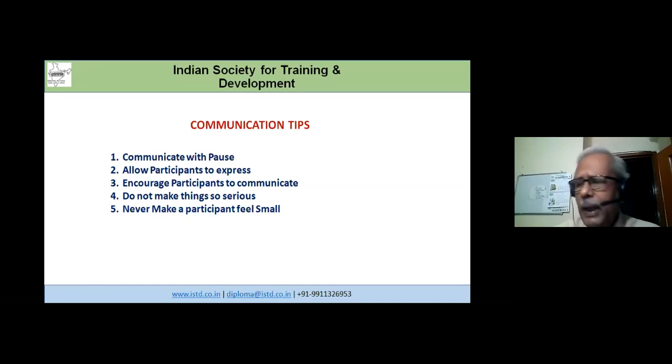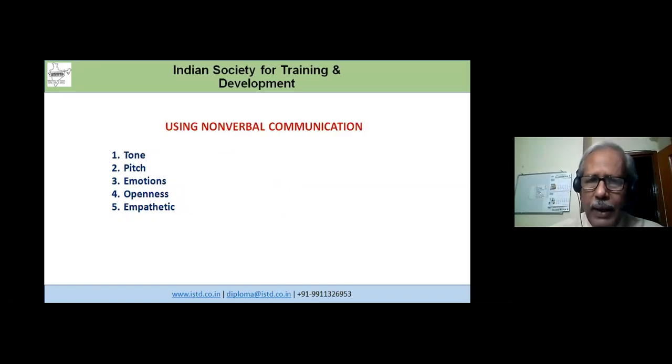So communicate with them properly, really understanding what is to be said, when there should be a pause, making things more clear, more open, more lively, and giving importance to trainees, whatever is due to them. Next, use non-verbal communication. I already told you certain things earlier: give the gestures and your body language.